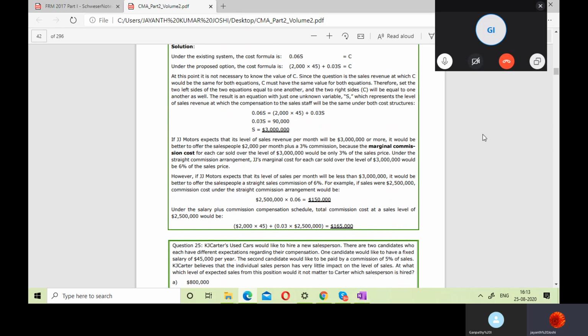So in this function if you put, I'll just tell you, 0.06 into this much, 3 million will be how much? 0.06 into 3 million will be $1,80,000, and in that case 0.03 into 3 million, 90,000, and there it would be 1,80,000.